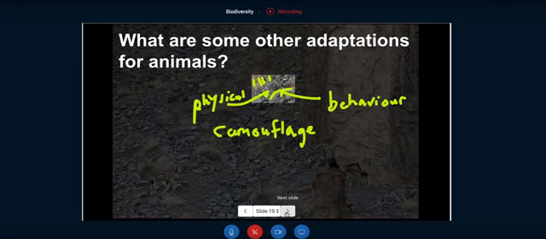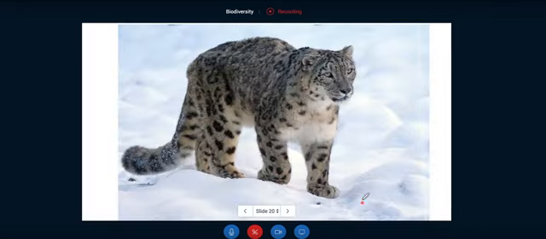Okay, I'll give you a hint. On the next page, look at the snow leopard here. Now, it's in a little bit of a different environment right now. What do you notice about this environment? Well, there's snow. So if there's snow, it must be really cold, right?